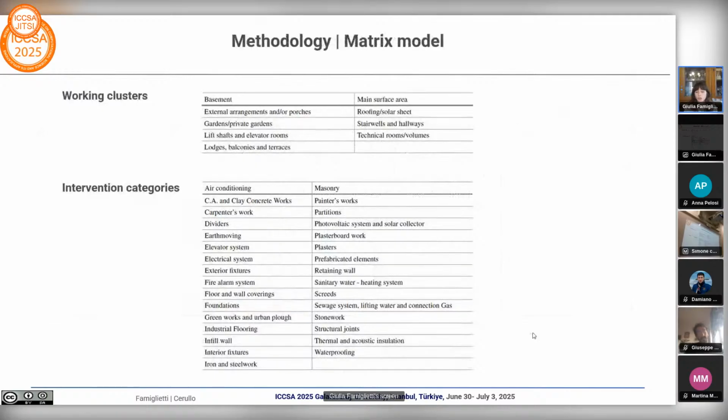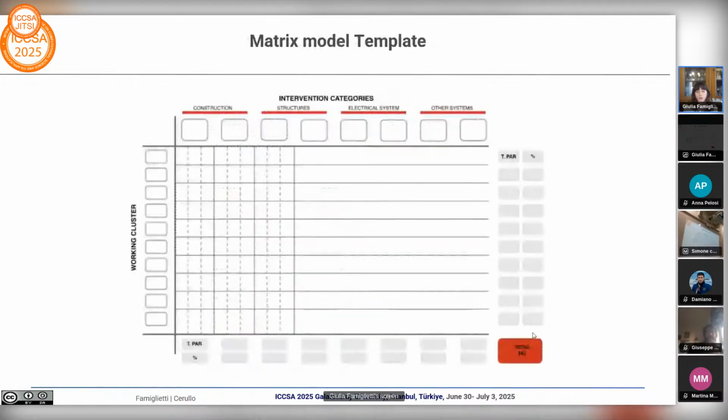So to obtain an analytical tool was constructed a reference matrix from a dual classification of the items that contribute to defining the total construction cost. The first classification, working cluster, considers the building components that, together with the gross built-up area reference components, constitute the homogeneous built surface. The second classification, intervention category, considers the disaggregation of intervention into technologically homogeneous building components. Here you can see the matrix model template.